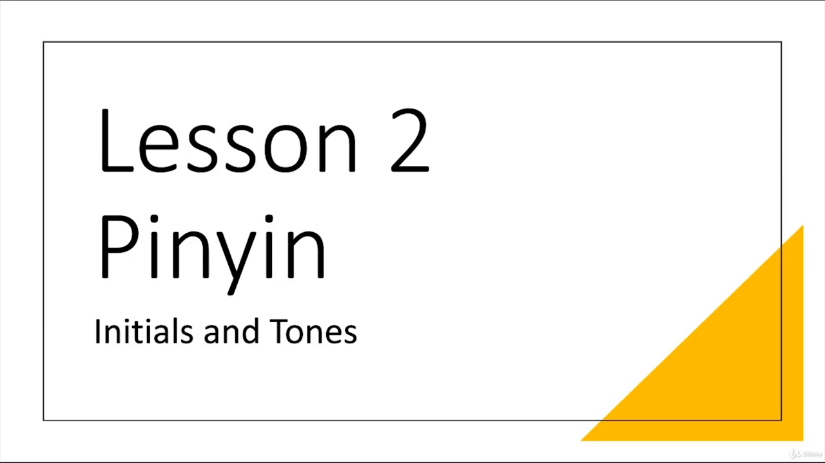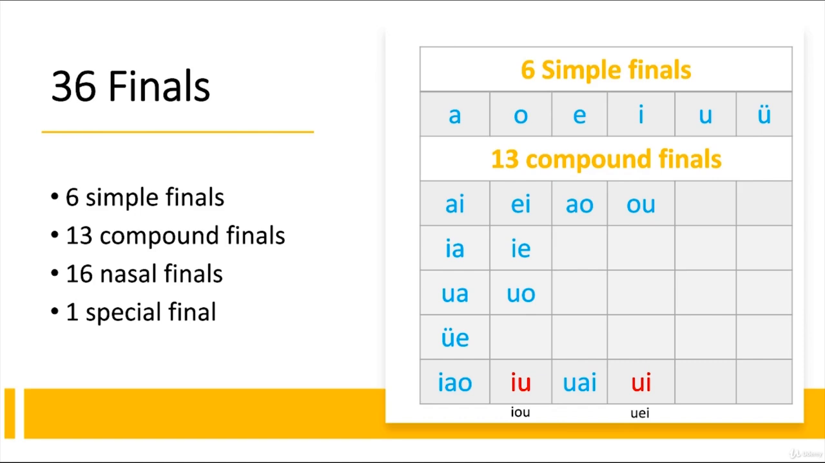In lesson 2, we're going to learn about initials and tones. But first, let's review what we've learned in our last lesson. In our last lesson, we learned about 36 finals: 6 simple finals, 13 compound finals, 16 nasal finals, and 1 special final. I'll read them one more time, and please read after me.